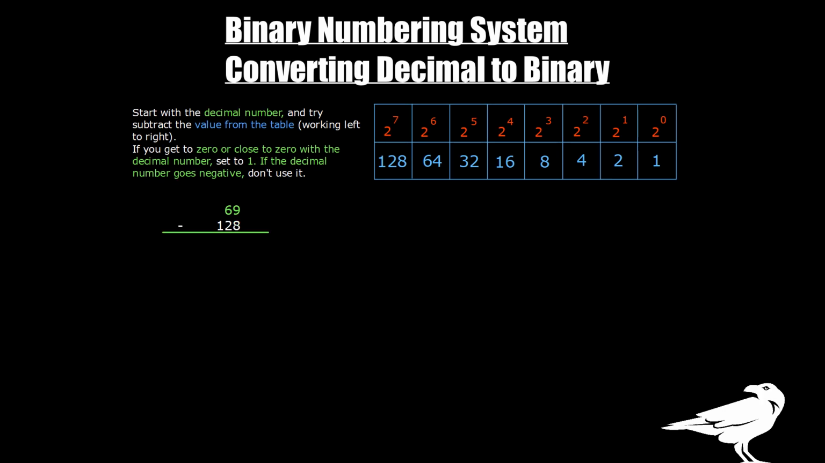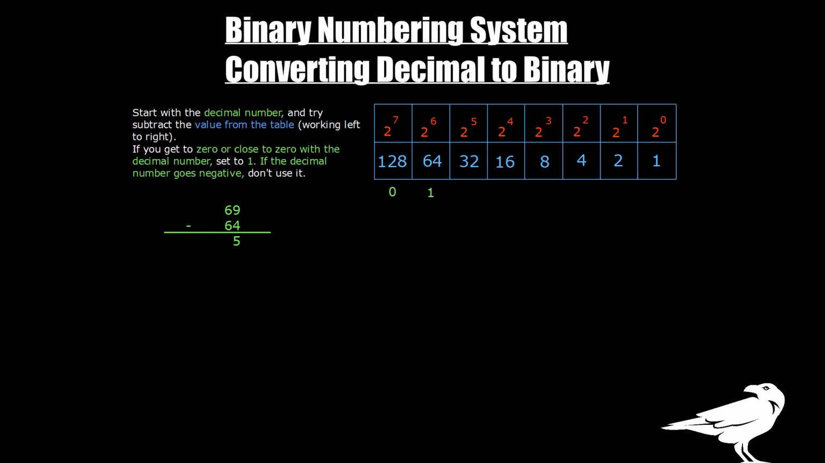69 minus 128. Yeah, it puts me at negative 59. So that column's not going to work. So I'll put a 0 under the 128 column. Cool. Then I'm going to do 69 minus 64, which is going to give me 5. So I got close to that decimal 0 on the left there in green. So I'm going to use that 64 column. So I'm going to put a 1 under it.